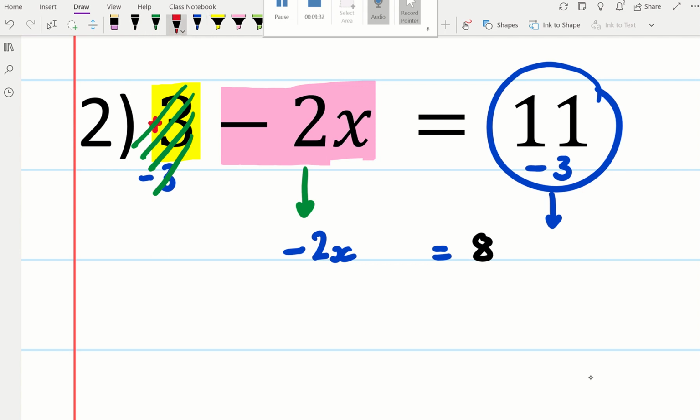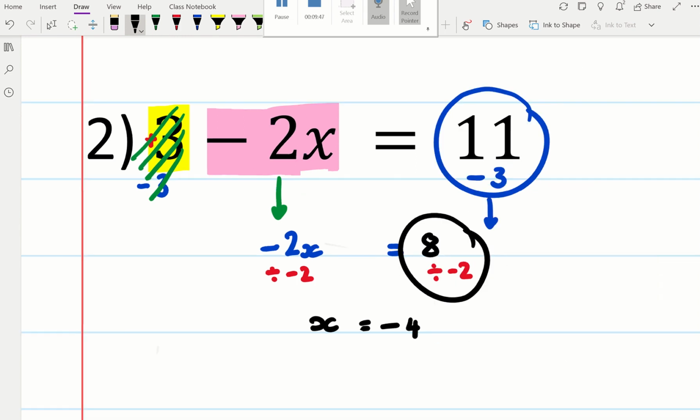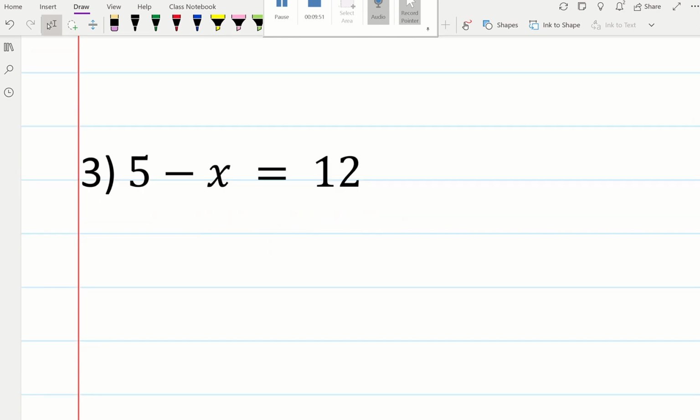And then I'm going to divide. So I'm going to divide by negative 2 and divide by negative 2. So x equals negative 4. 8 divided by negative 2. And let's do another one similar.